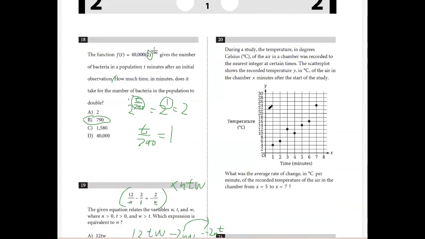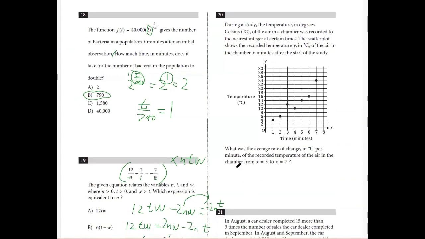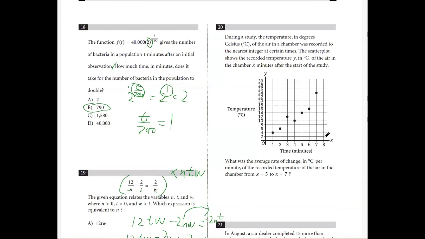During a study, the temperature in degrees Celsius of the air in chamber A was recorded at certain times. The scatter plot shows the recorded temperature in degrees Celsius of the air in the chamber x minutes after the start of the study. What was the average rate of change in degrees Celsius per minute of the recorded temperature of the air in chamber A from x equals 5 to x equals 7?